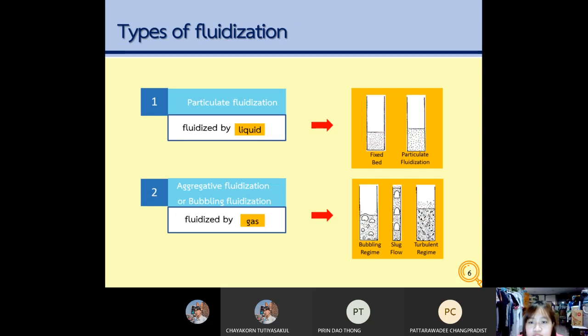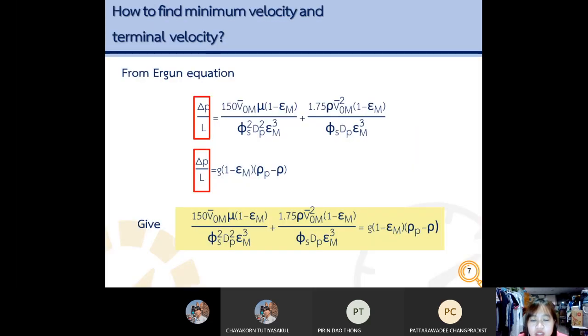Fluidization is divided into two types, consisting of particulate fluidization and aggregative or bubbling fluidization. Particulate fluidization is carried by liquid and consists of fixed bed and particulate fluidization. Bubbling fluidization is carried by gas and consists of bubbling regime, slug flow, and turbulent regime. The important variables of fluidization are minimum velocity, terminal velocity, and void fraction.